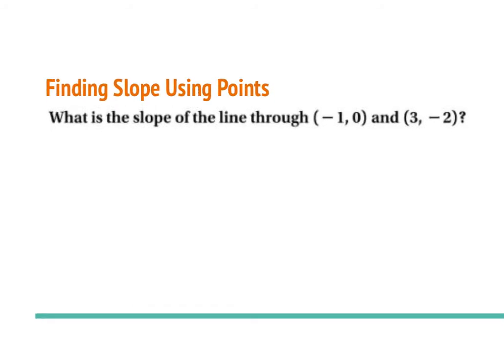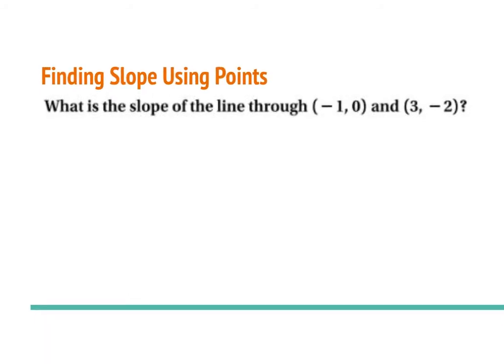What is the slope of the line through the points (-1, 0) and (3, -2)? Okay, so this is an example where they're just going to give us 2 points, and it's going to ask us to find the slope. This is where we use the slope formula. You could have also used the slope formula on the graphs, but it's easy in the graphs because all you have to do is count, right?